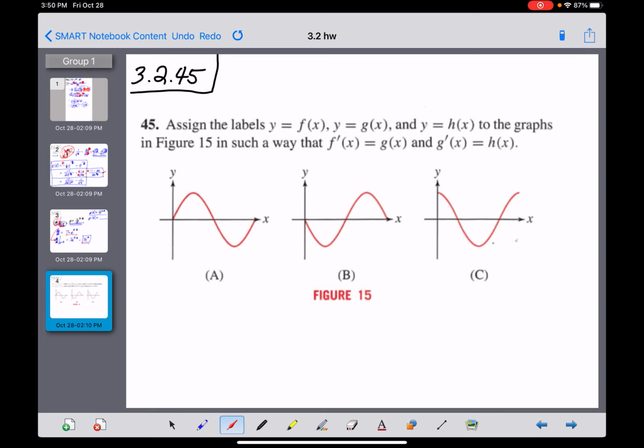All right, I think number 45 is a really cool problem, which usually is bad news for you guys when a math teacher says that. You've been given three functions here, and I think you'll notice they all kind of look trigonometric, but I don't want to get into that assumption here.